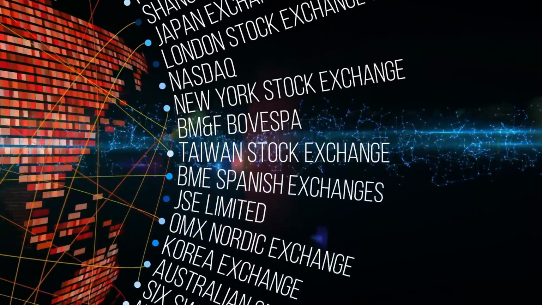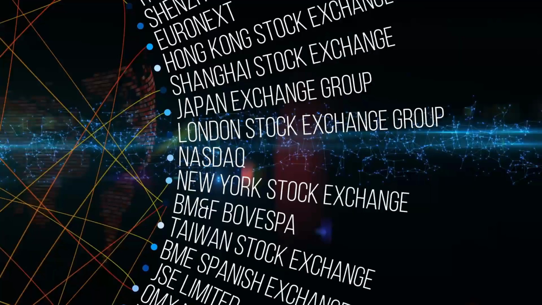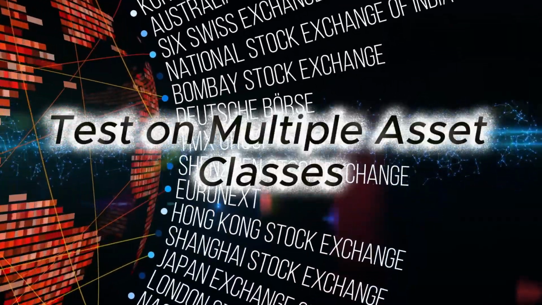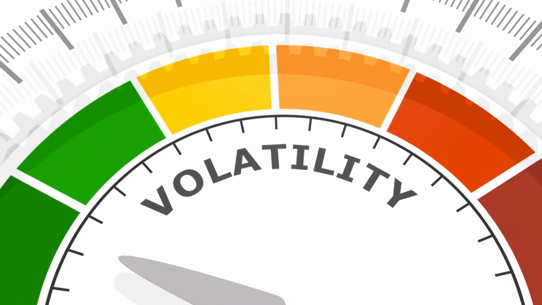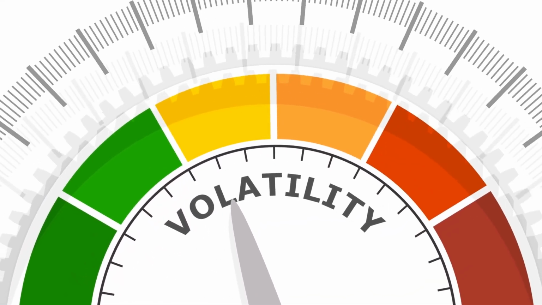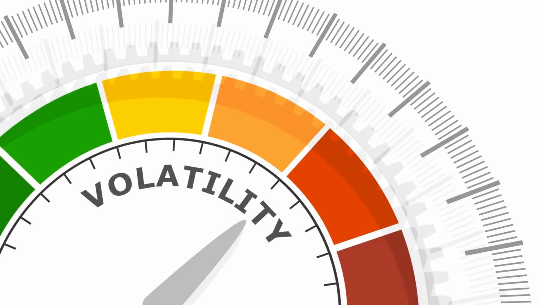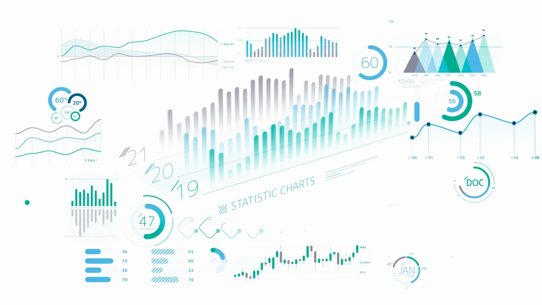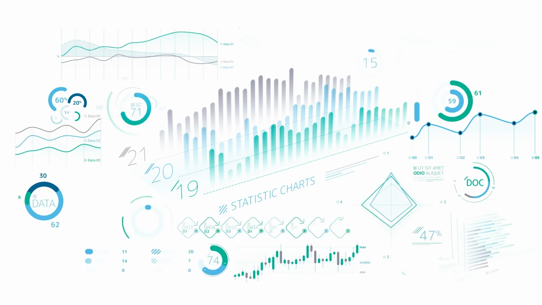Don't limit yourself to a single asset class. Test your strategy on stocks, forex, crypto, and futures. Note behavioral differences in each market and adjust volatility filters accordingly. Track metrics separately to avoid confusion and identify where your strategy truly thrives.